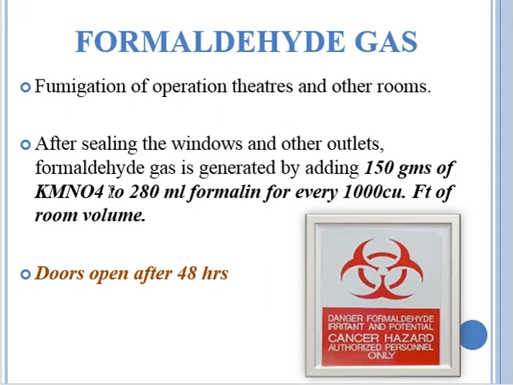This is used in the fumigation of operation theater and other rooms. After sealing the windows and other outlets, formaldehyde gas is generated by adding 150 grams of potassium nitrate to 280 ml of formalin for every 100 cubic feet of room volume. Then the room is closed, fumigation is done for 48 hours, and doors are opened after 48 hours, and it leads to the sterilization of the operation theater.